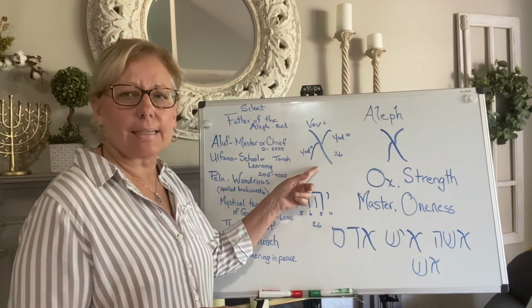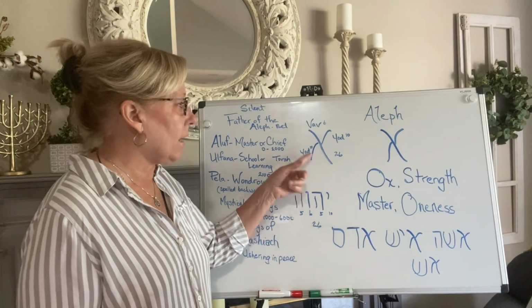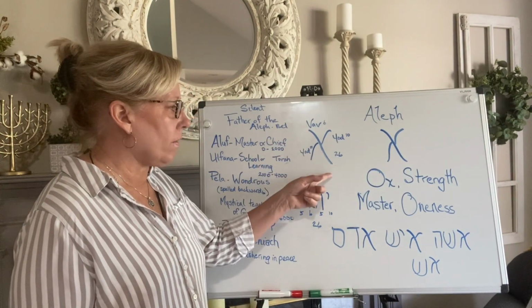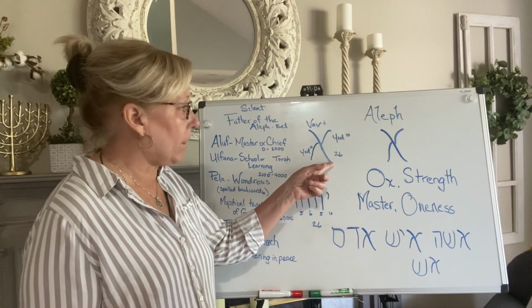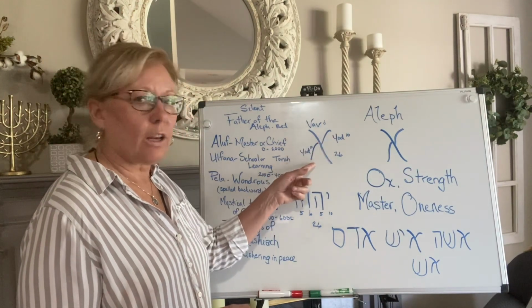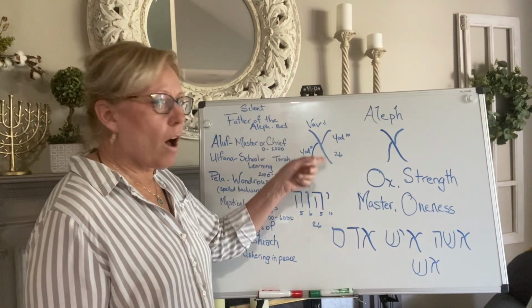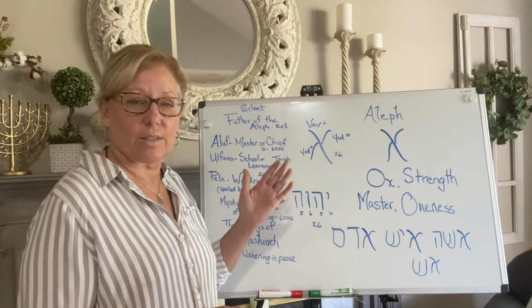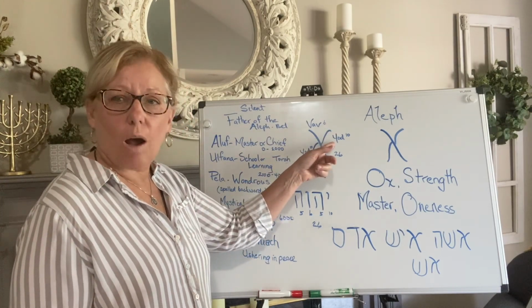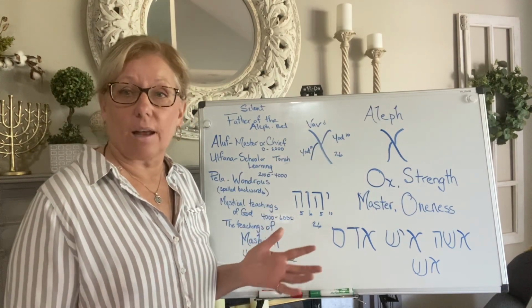If we break it down where the design, we have a vav, which is the sixth letter of the Hebrew alphabet, and then we have a yod and a yod. So the vav represents the divine shoot from heaven to earth or earth to heaven. The yod at the top over here represents God the Father.